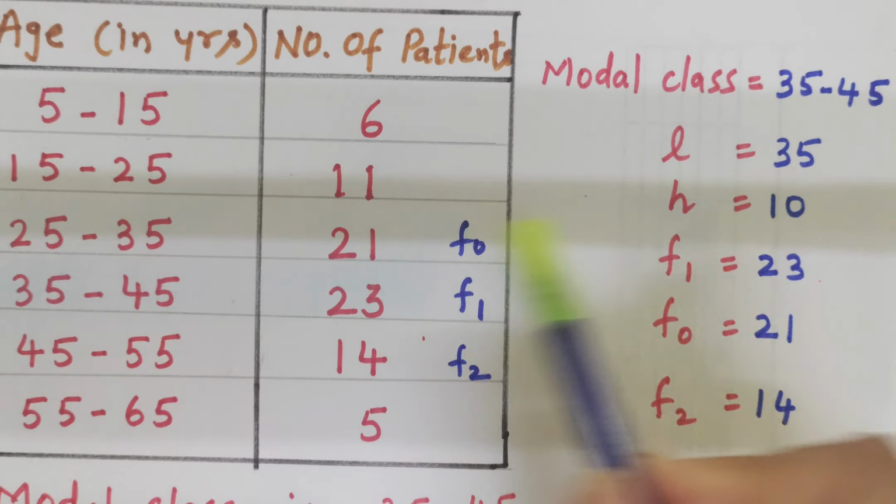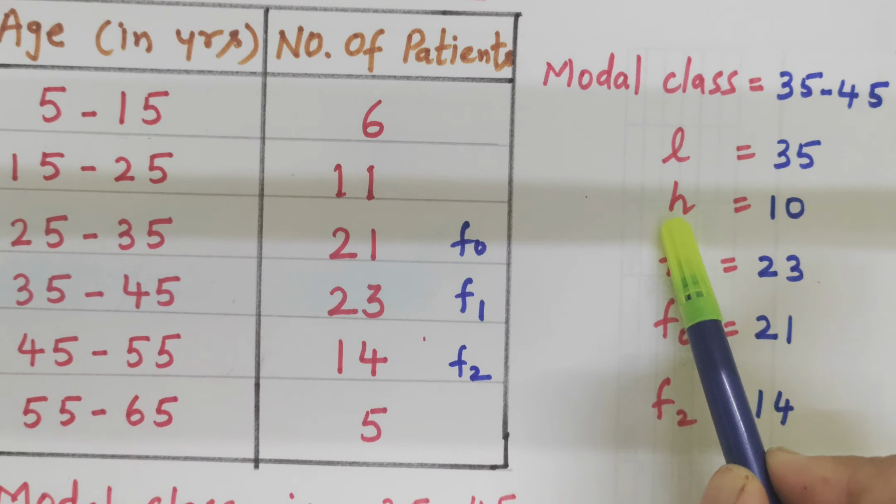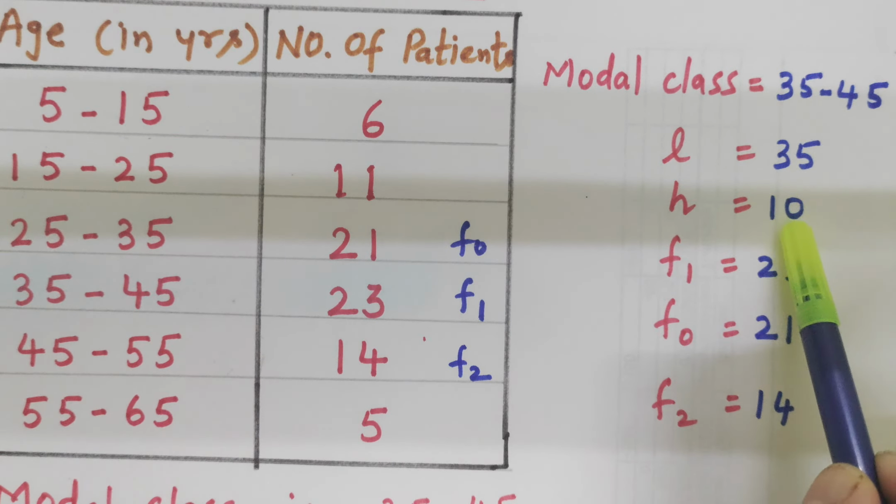L is the lower limit of the modal class, which is 35. h is the class size, 10. You get the class size by subtracting the lower limit from the upper limit: 15 minus 5 is 10, 25 minus 15 is 10, 35 minus 25 is 10. So here the class size is 10. f1 is the frequency of the modal class, 23. f0 is the frequency of the class preceding the modal class, which is 21. And f2 is the frequency of the class succeeding the modal class, which is 14.